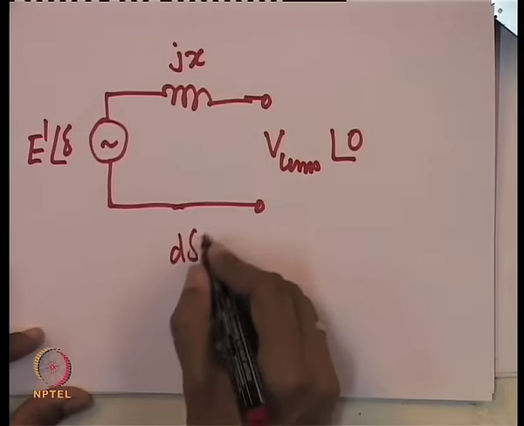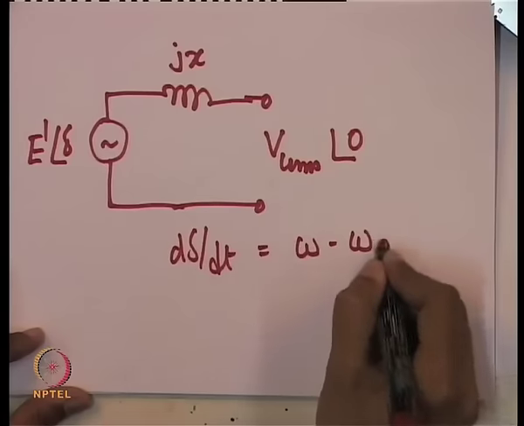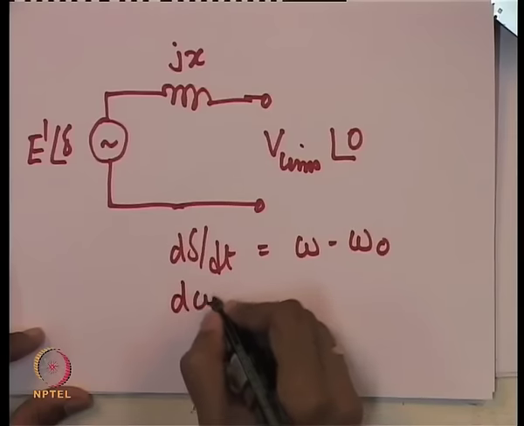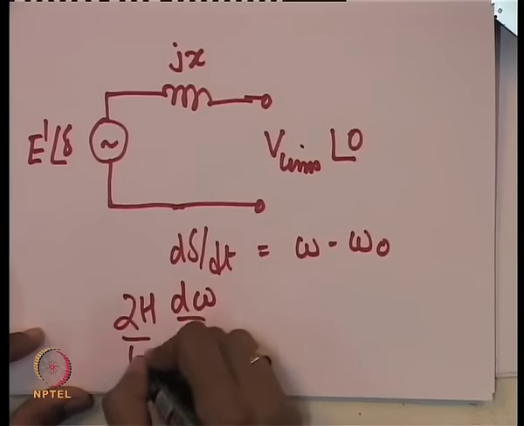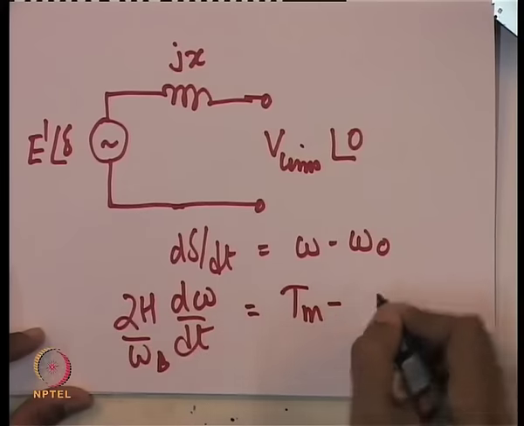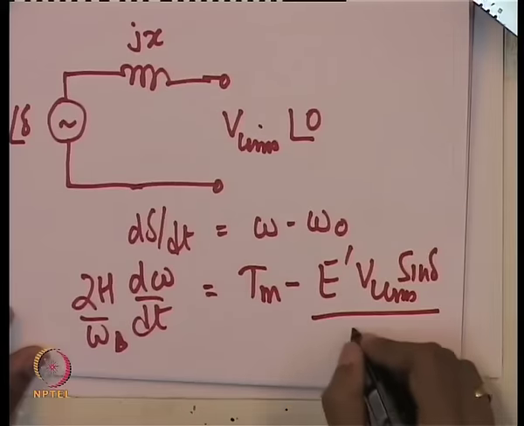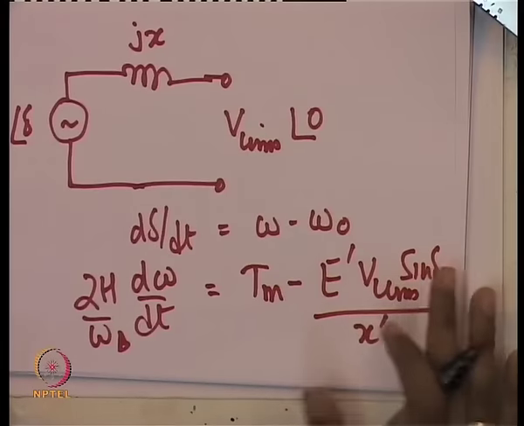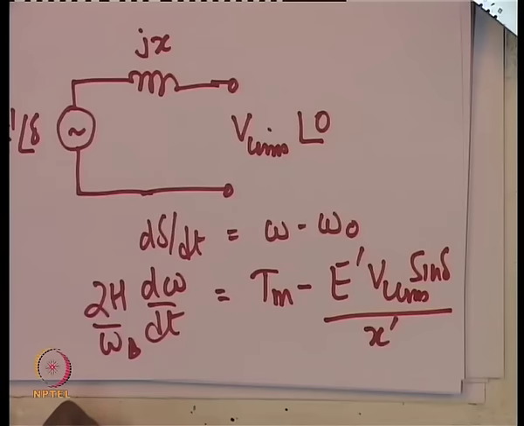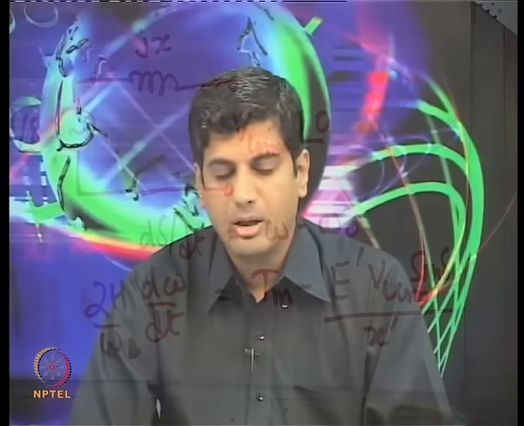and the differential equations are d delta by d t is equal to omega minus omega naught. Omega naught is the frequency of the infinite bus, and d omega by d t itself is nothing but T m minus E dash V line to line RMS sin delta by x dash. So, this is exactly the toy model which we used right in the second lecture. In fact, this model predicts an oscillatory response for delta and omega whenever there is a disturbance. So, what we have with the 2.2 model is not only this electromechanical swing.